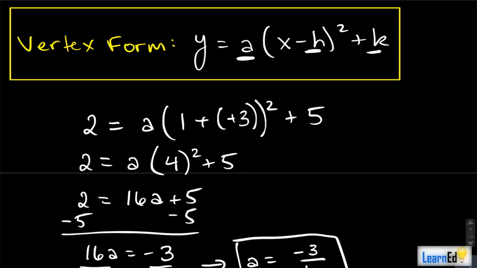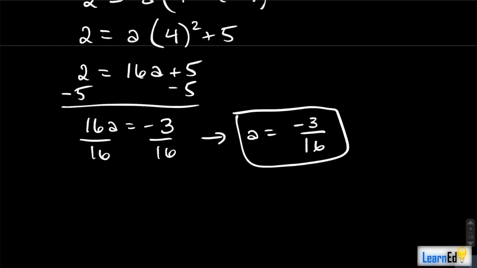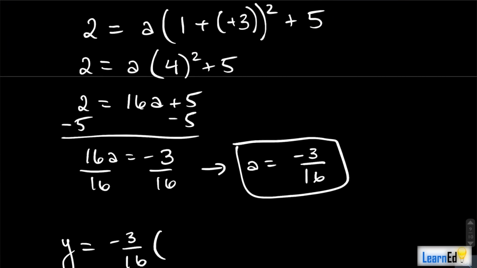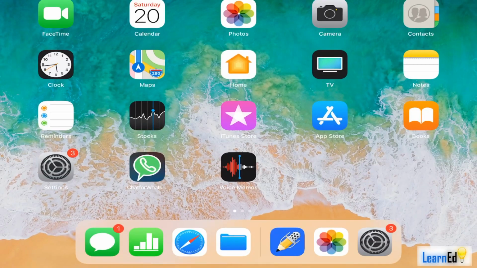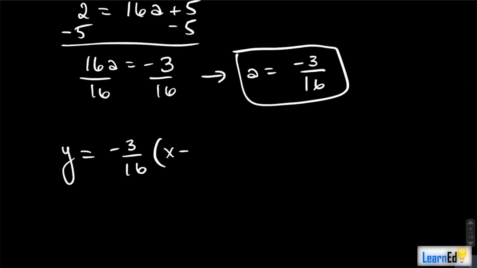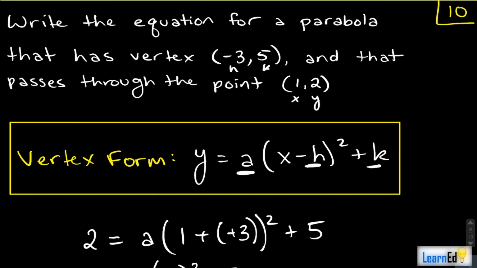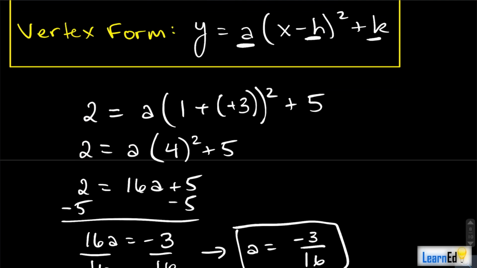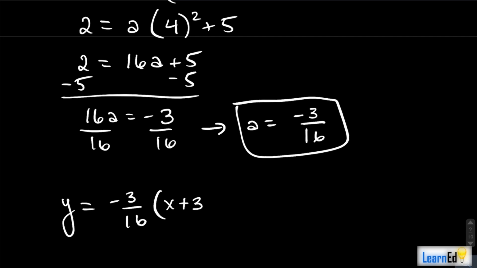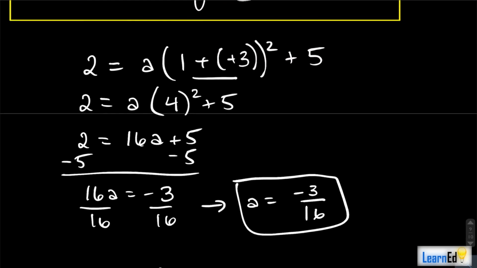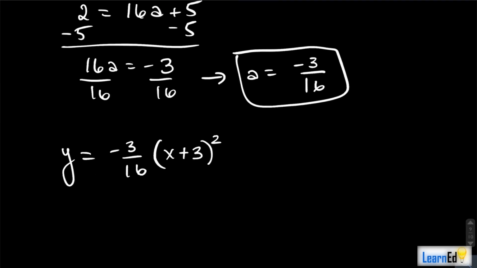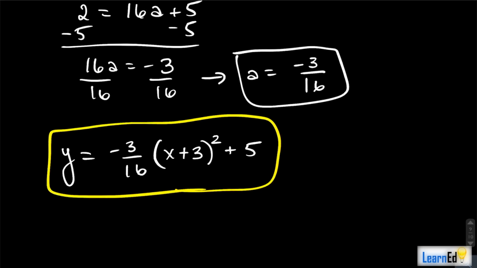Okay? So what we're going to do is just write this as y equals negative 3 over 16 times x minus h. So it's x minus h is negative 3. So since there's already a minus here, this becomes plus 3, right, as we saw up here. So this becomes squared, and we have plus 5 from our vertex. Right, and that is our answer.